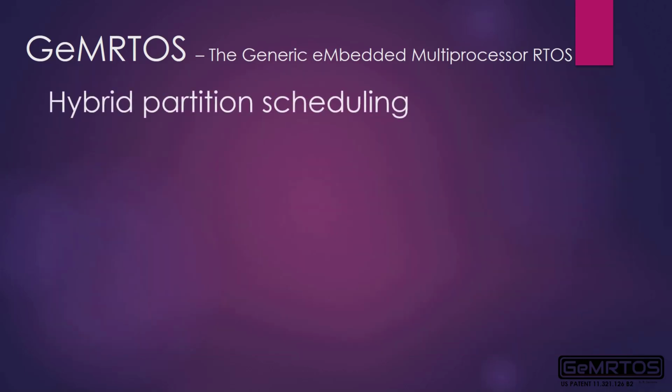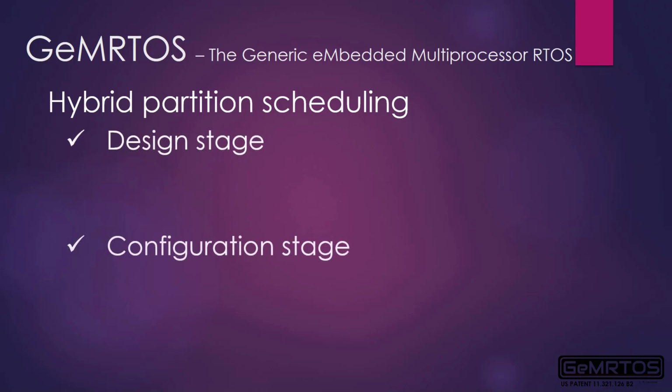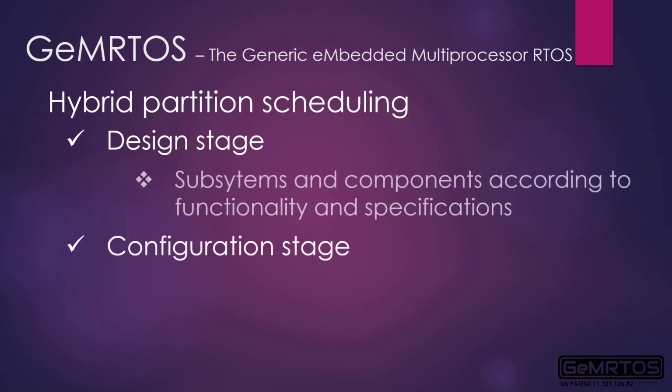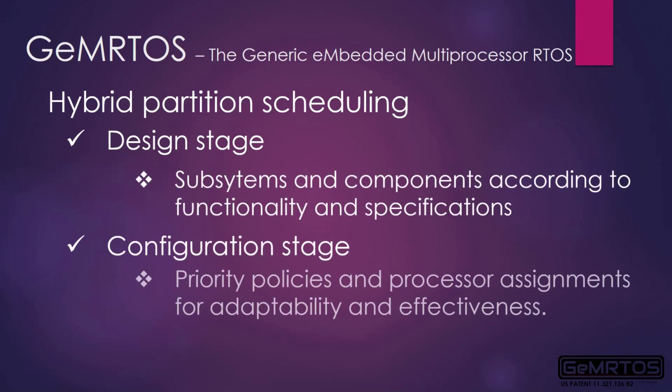As a result, hybrid partition scheduling enables us to separate the design stage from the configuration stage. The design stage specifies the subsystem components based on the functionality to be achieved, whereas the configuration stage determines how the system processors should be used. In this way, hybrid partition scheduling is both flexible and efficient for embedded multiprocessor real-time systems.